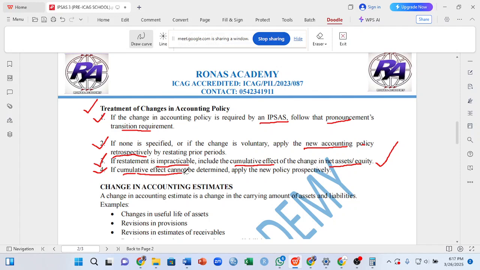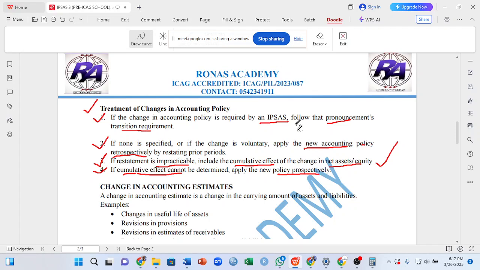So in the instance in which you can't find the cumulative effect of that particular transaction, then we say don't bother yourself, just apply it in the current year. And this is what we refer to as prospectively. You apply that change prospectively. You only do this when you have exhausted the first three.